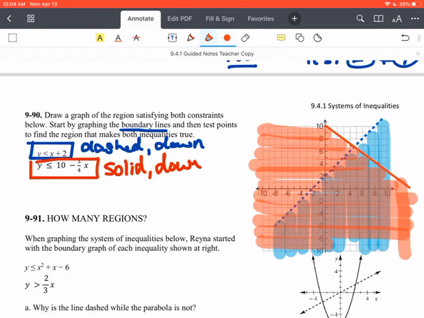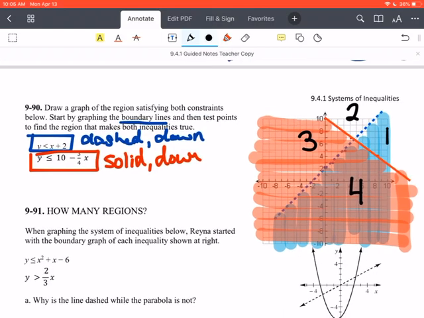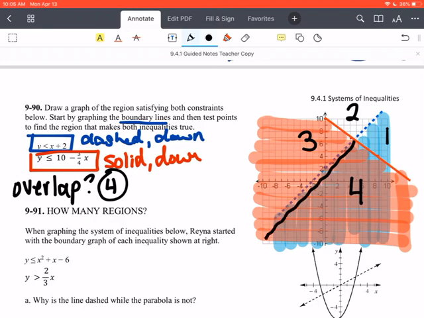Now, how many regions did we say were created when two lines intersect? Okay, well, we have 4 regions. So we have region 1, region 2, region 3, and region 4. And remember, the regions extend forever in the direction because lines extend forever in the direction. So we are going to look for where is the overlap. Well, where is the overlap? The overlap is in region 4. So our claim is that all the points in this region right here will make the inequality true.